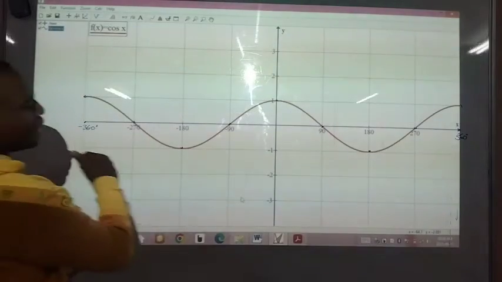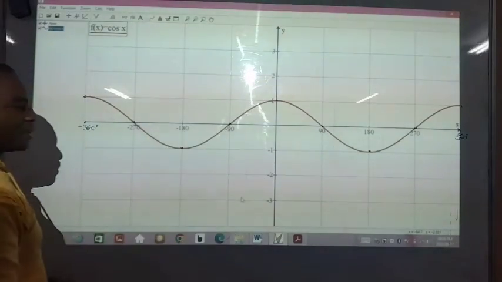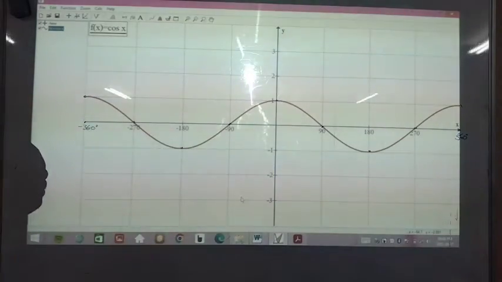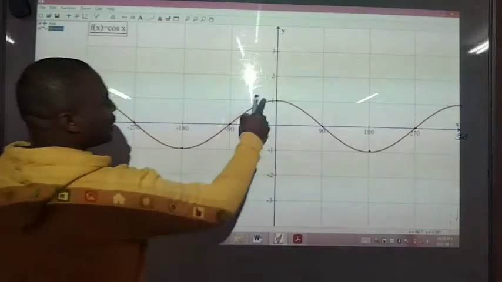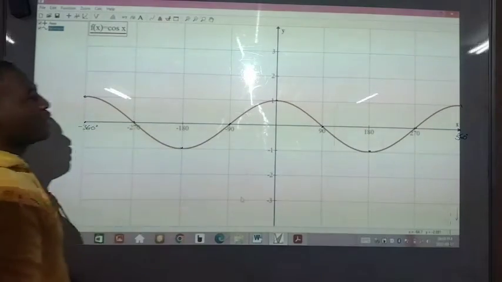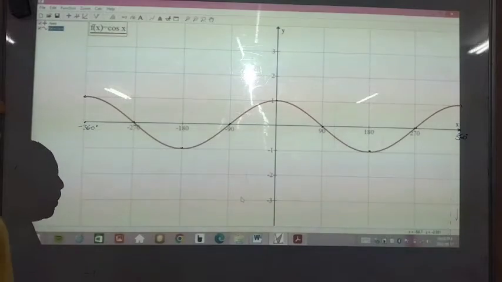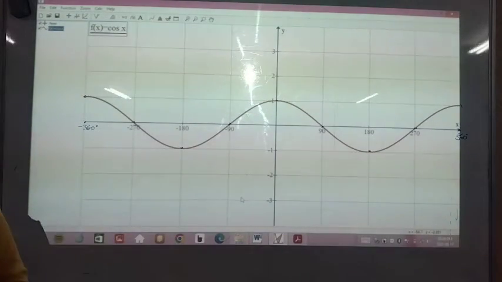But then looking at the minimum, it is the same, it's negative 1. The maximum is the same, it's positive 1. And also the period the graph takes to repeat itself is also 360 degrees, it is the same. All right, and then let's move on to the graph of tan.